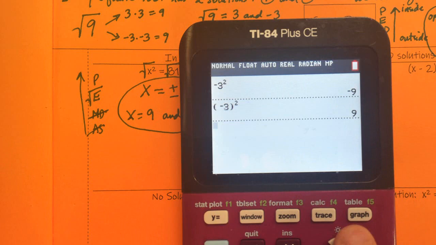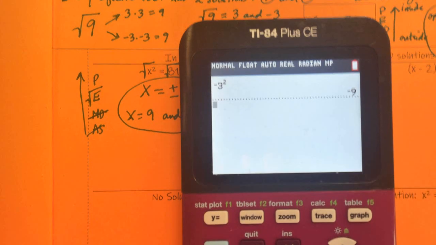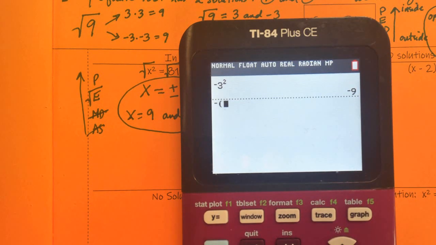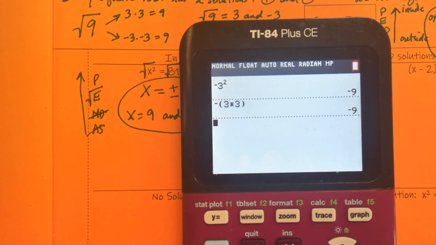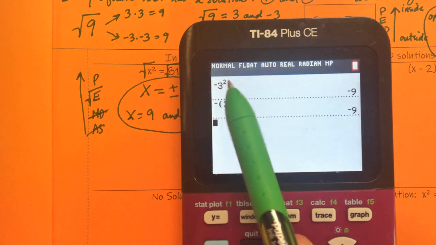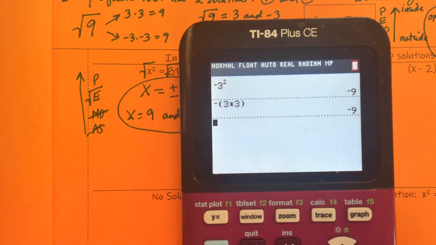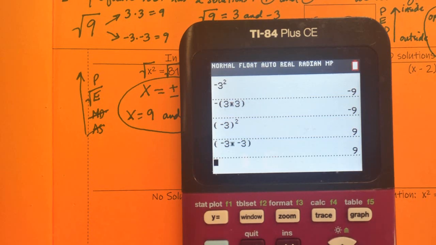So let's clear this one out. Well, let's just clear all this out. Negative 3 squared. When you do that, this is what your calculator sees. Negative 3 squared. So your calculator says, okay, I got to do the exponent first, so I'm going to square the 3, and then I'm going to take the opposite. When you do this, your calculator says, I'm going to take negative 3 times negative 3.